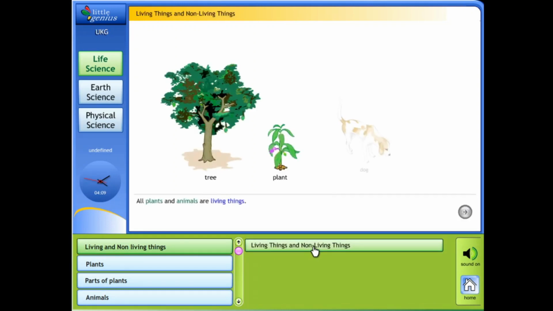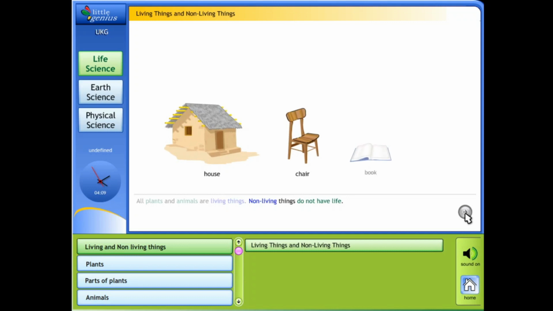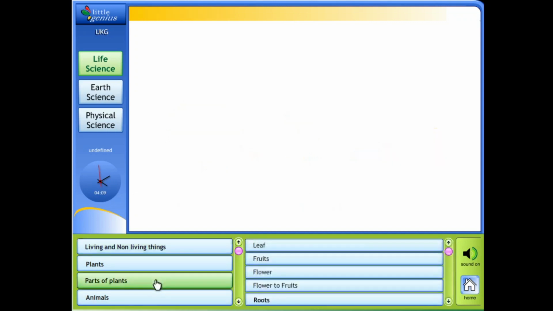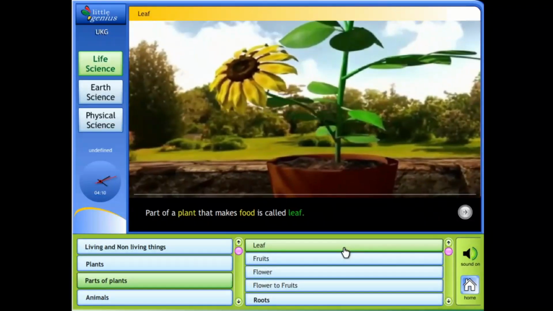Living things and non-living things. All plants and animals are living things. Non-living things do not have life. Leaves. Part of a plant that makes food is called leaf.